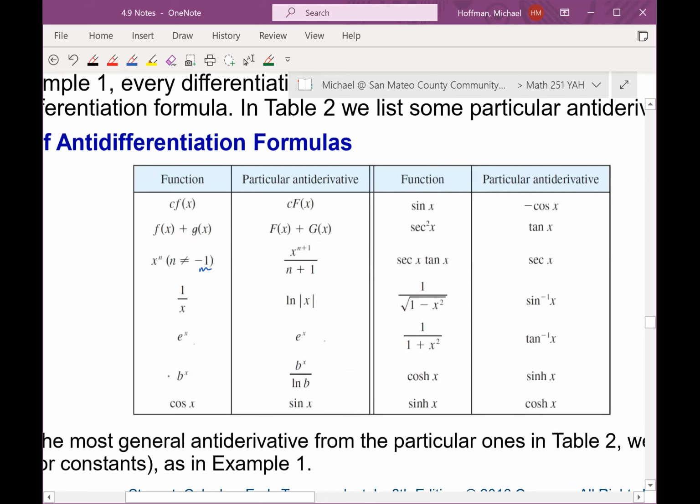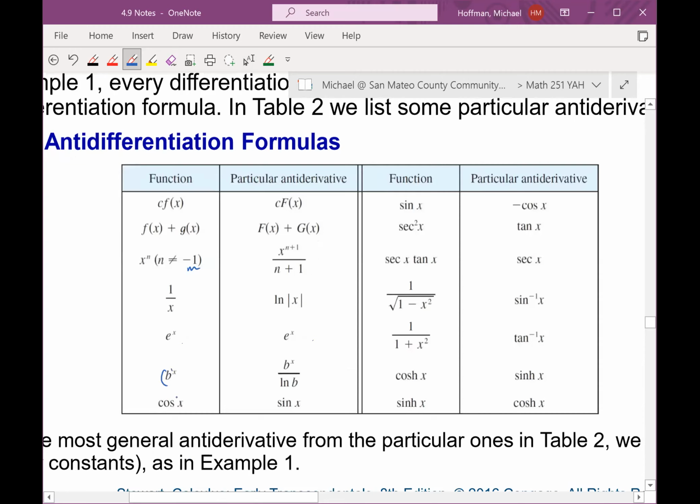The antiderivative of any exponential function, base b, is you divide by the natural log of b. If I start with cosine x and I take the antiderivative, I get sine x, and so on. These, everyone's favorite, these trig derivatives. If I start with secant squared, the antiderivative is tangent. If I start with secant tangent, the antiderivative is secant. Because if I take these derivatives in this direction, right, derivative of secant is secant tangent, derivative of tangent is secant squared, and so on.